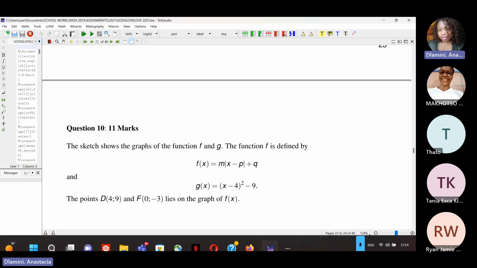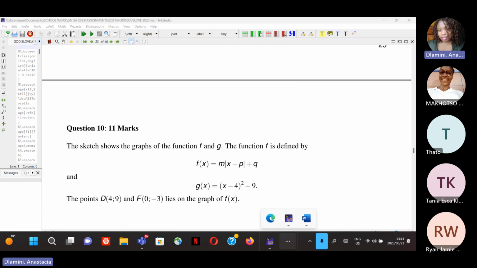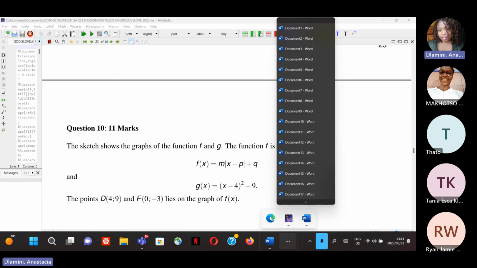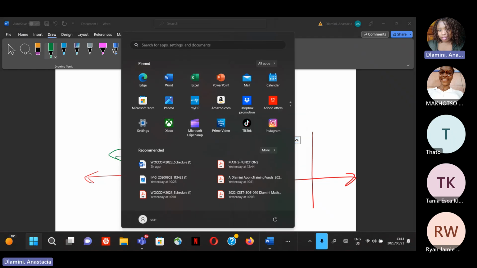Can we say it's a turning point? We can't say it's a turning point because the absolute value function doesn't turn. But what name can we use? We used it there, but what name can we use here? It's a vertex. Thank you. It's a vertex.